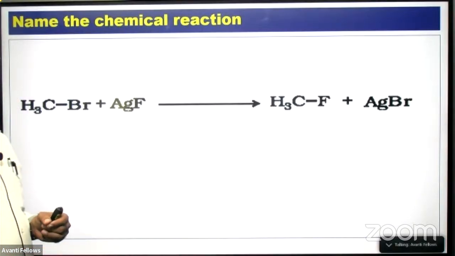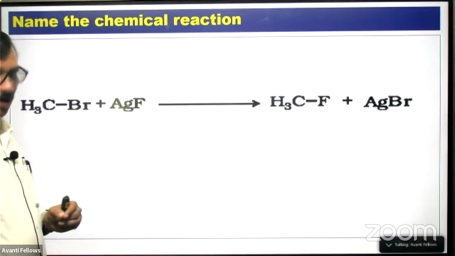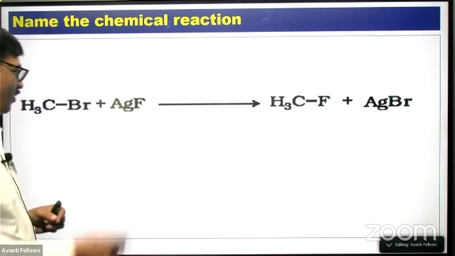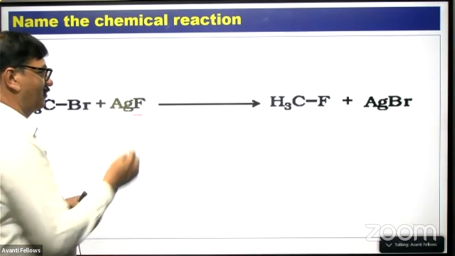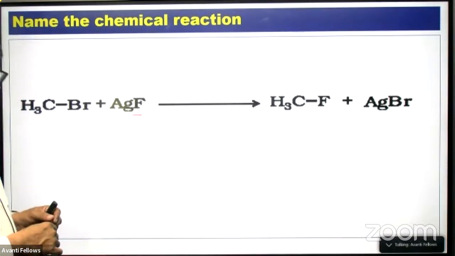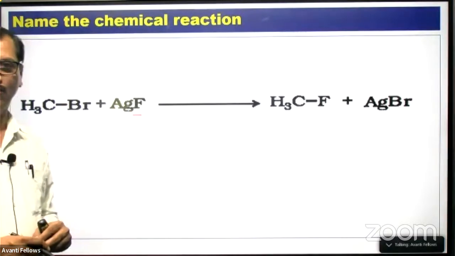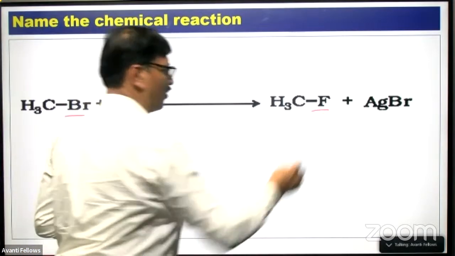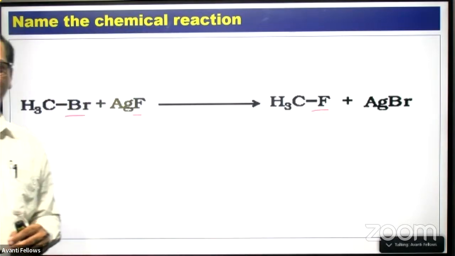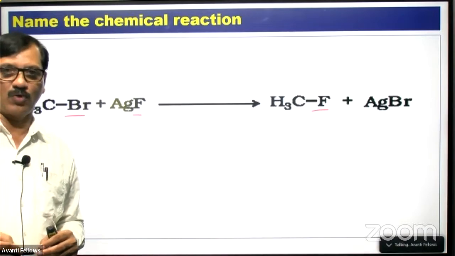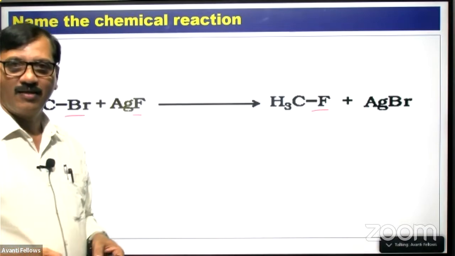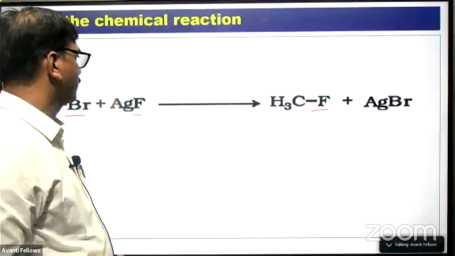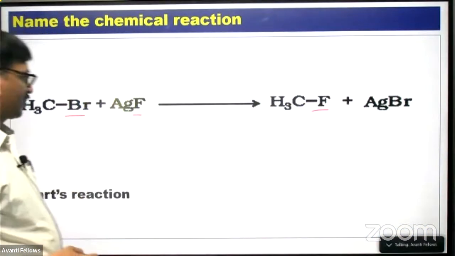Okay. Clue number 1. This is from haloalkanes and haloarenes, right? You can see that silver fluoride is the reagent, and Br is converted into F. That means bromides are converted into fluorides. So this is Swarts reaction. This is Swarts reaction, right?